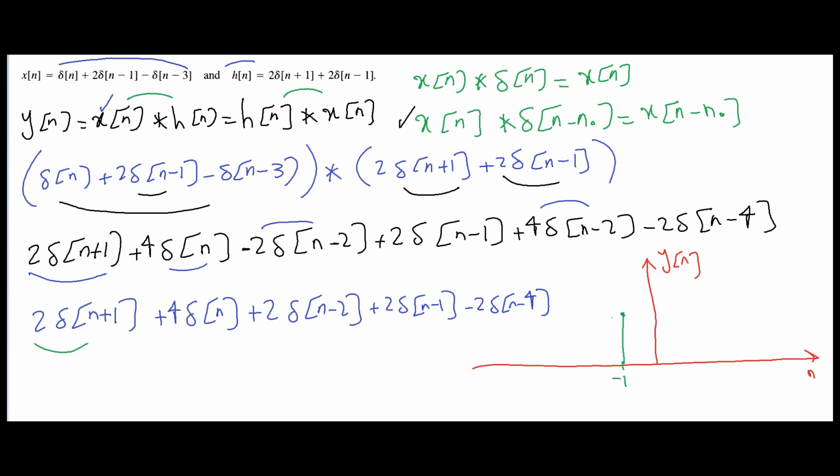At n equals minus 1, the amplitude is 2. At n equals 0, the amplitude is 4. At n equals 1, the amplitude is 2. At n equals 2, the amplitude is 2. At n equals 4, the amplitude is minus 2. This is the final convolution result.